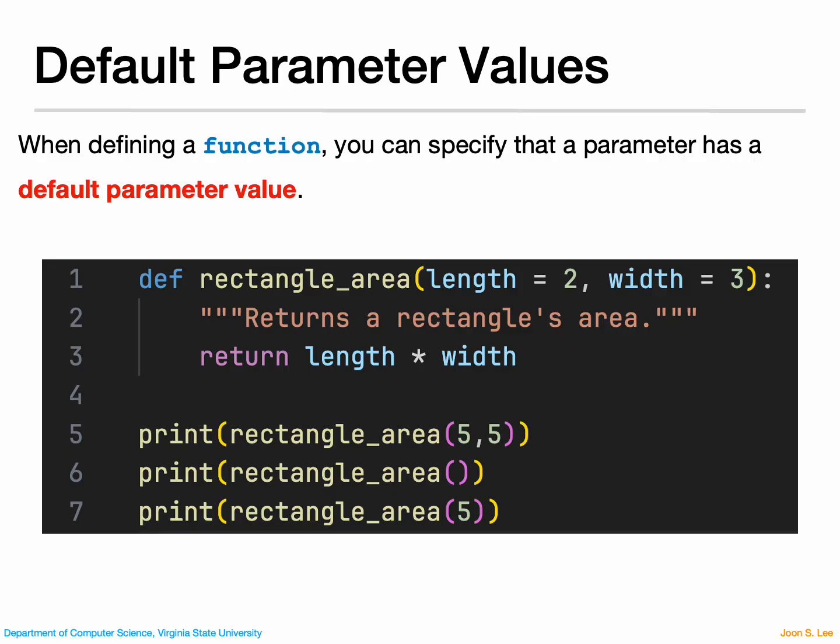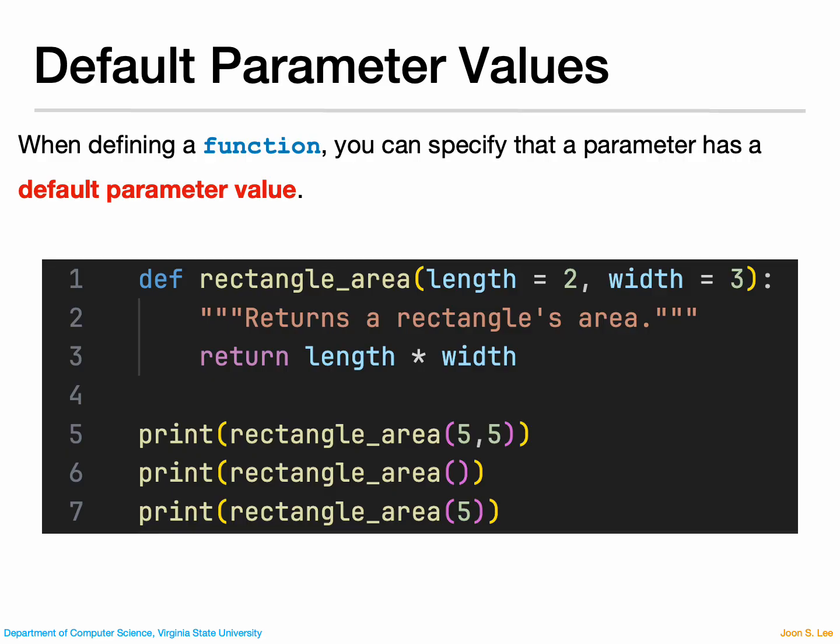Now look at the different ways this function is called. On line 5, we call it with two arguments, rectangle_area(5, 5). That means length equals 5, and width equals 5, so the result is 25. On line 6, we call it with no arguments at all, rectangle_area(). In this case, Python uses the default values, length equals 2 and width equals 3, so the result is 6.